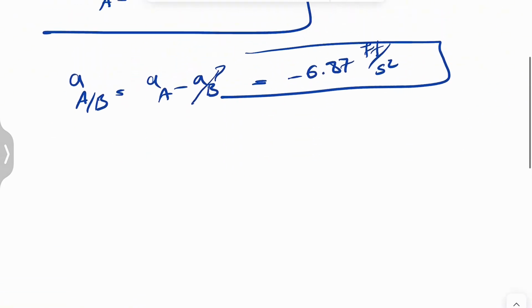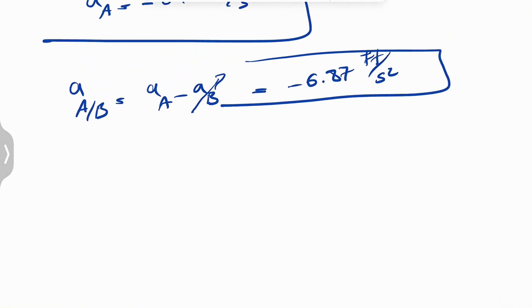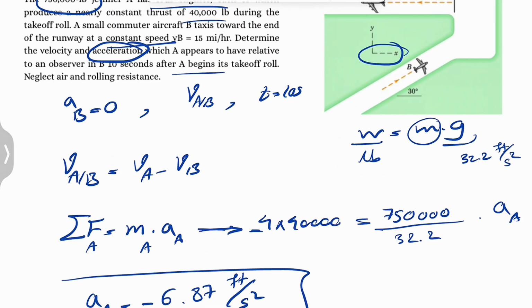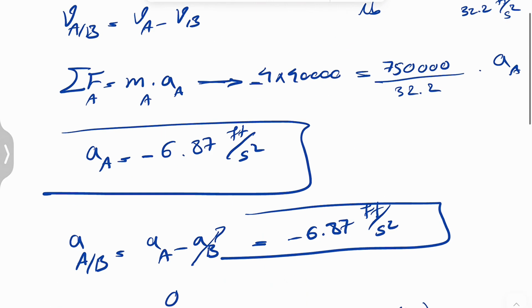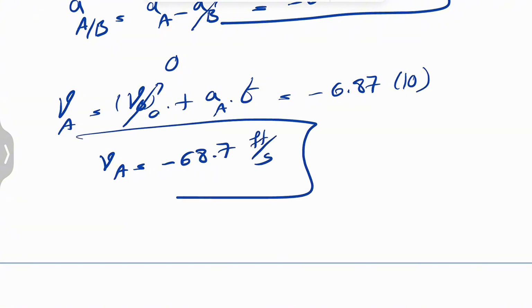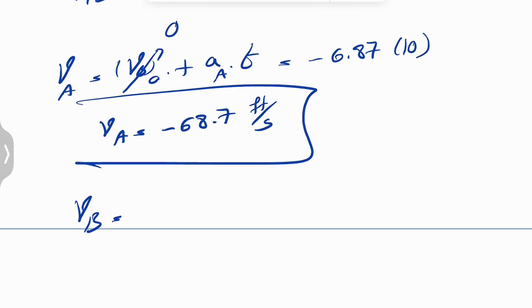And for the velocity, first we need to figure out the velocity of A. We know v equals the initial velocity plus acceleration times time. The initial velocity is going to be 0, because it starts from rest, and the acceleration we figured is negative 6.87, and we are 10 seconds after takeoff. So we have the t as another given in the question. So the velocity of A at that point is going to be negative 68.7 feet per second.